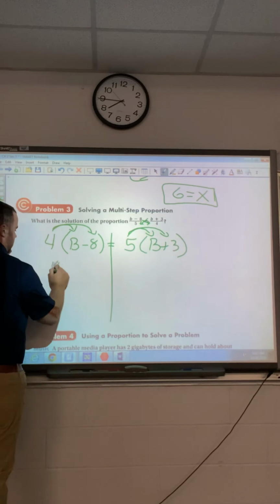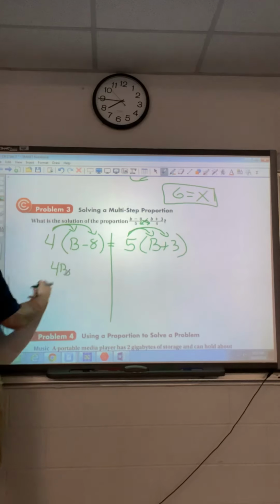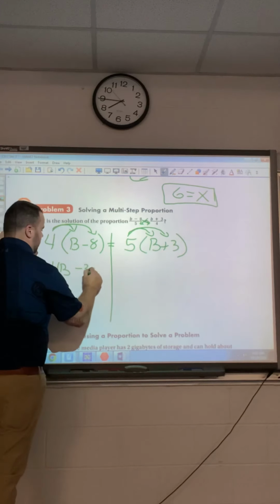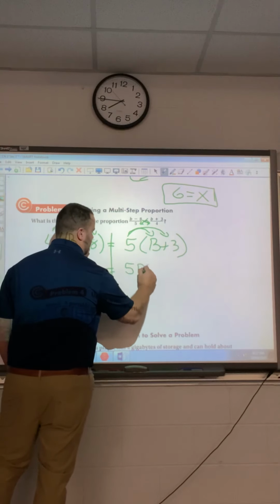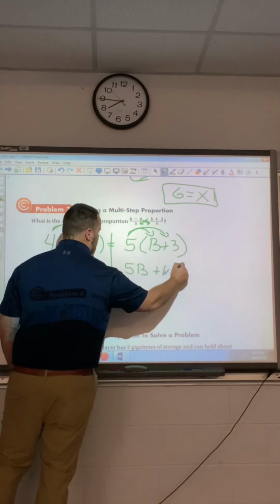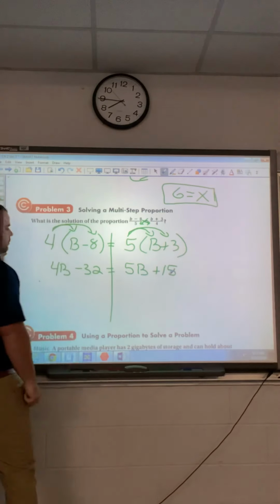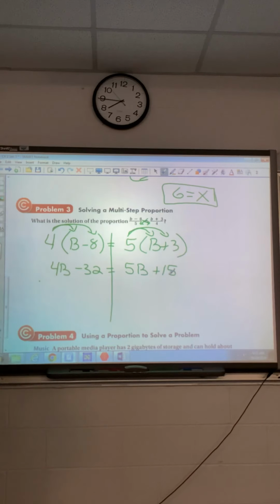4 times b is 4b. 4 times negative 8 is negative 32. 5 times b is 5b, and 5 times 3 is 15. Pretty easy equation from here on out.